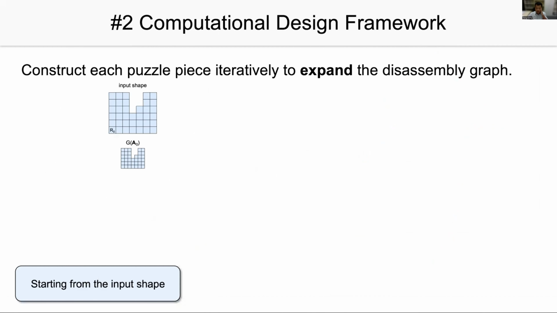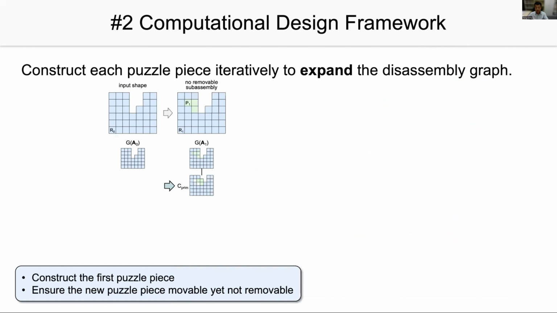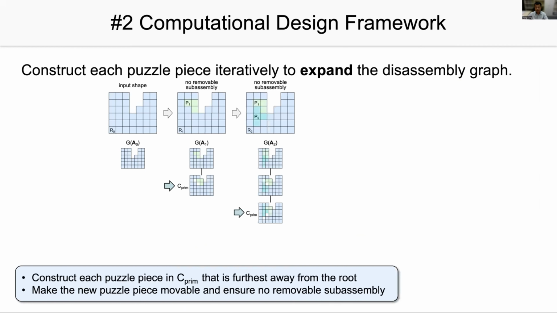Our second contribution is a computational design framework, where the key idea is to construct each puzzle piece iteratively to expand the disassembly graph. Starting from the input shape, we construct the first puzzle piece in green and ensure that the new puzzle piece is movable but not removable to create a new node in the disassembly graph. Next, we construct each puzzle piece in a puzzle configuration that is furthest away from the root node. We make the new puzzle piece movable to expand the disassembly graph while ensuring that there is no removable subassembly.